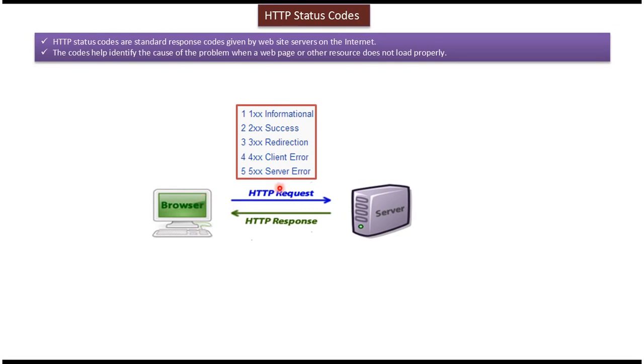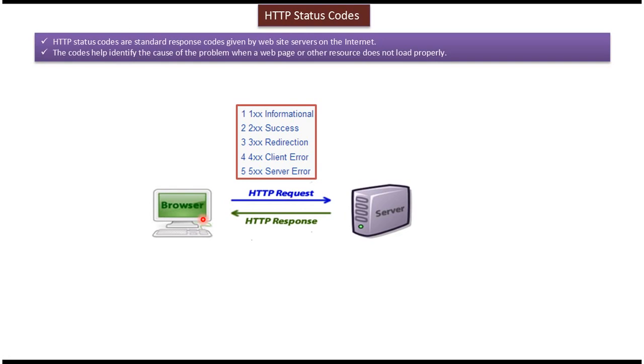Suppose the client sends an HTTP request to the server. The server receives the HTTP request, and if the server processes the request successfully, then along with the HTTP response, the server sends a 200 series success HTTP status code back to the client. Okay, it can be a 200, it can be a 201, etc.